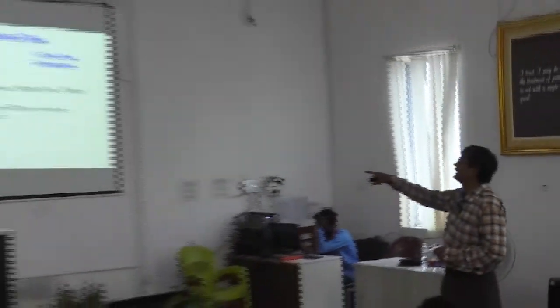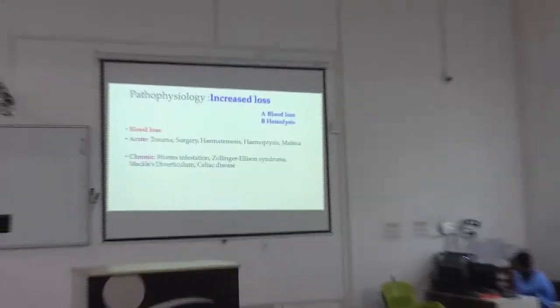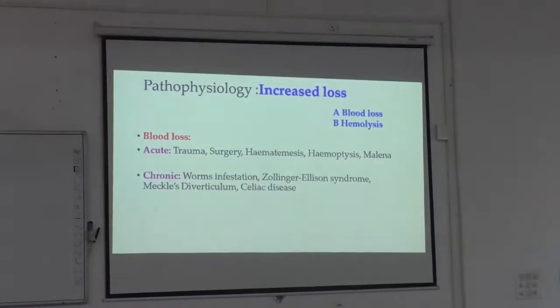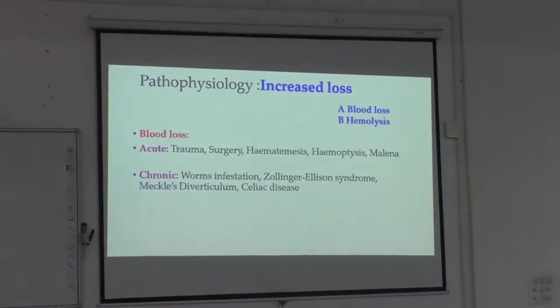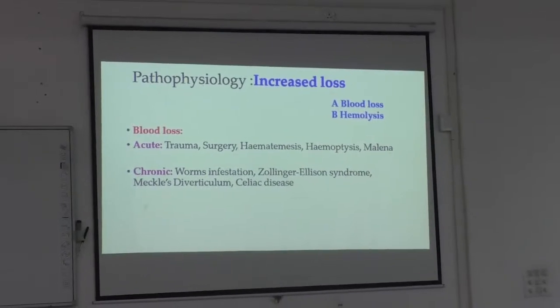So blood loss may be acute or chronic. Chronic blood loss, take note of it. Acute you can easily understand: worm infestation, Meckel's diverticulum, it presents with anemia, celiac disease.